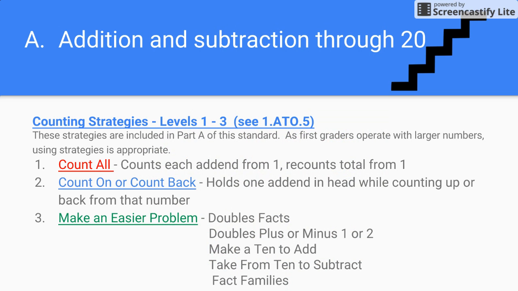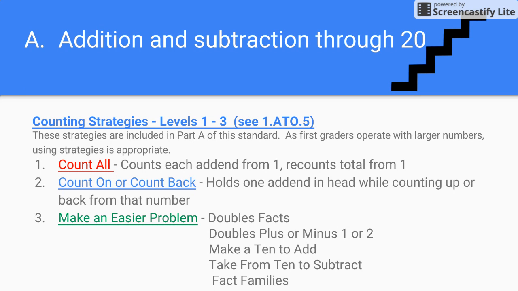The first part says addition and subtraction through 20. As I look at that one on those 2 pages, it talks about students adding and subtracting. It doesn't talk about counting, but I know that there are 3 levels of the counting strategies which are going to play into this standard. Those levels are further explained in 1 ATO 5, but the strategies are included in Part A of this standard.